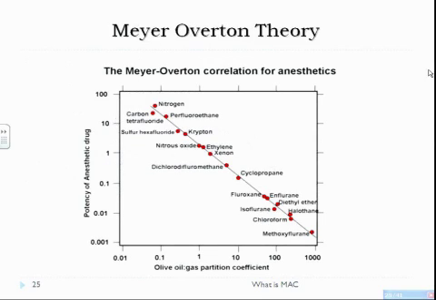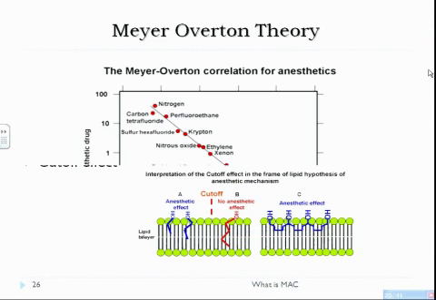This is what the Meyer-Overton theory has to show. The Meyer-Overton theory is basically talking about the oil-gas partition coefficients, okay, which is indicating to you the potency of the agent. And it follows almost a linear pattern, showing you that different oil-gas partition coefficients will tell you how potent the anesthetic agent is. Pretty nice. And everybody thought, well, it's purely lipid solubility. Well, it's a little bit more complicated than that, unfortunately.